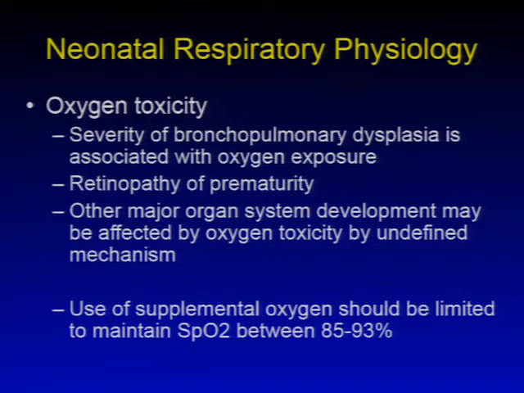Another concern in neonates is oxygen toxicity. By providing too much oxygen, bronchopulmonary dysplasia can occur, and that's associated with oxygen exposure. We'll talk about bronchopulmonary dysplasia in a few slides. However, other complications of oxygen toxicity include retinopathy of prematurity. There are also other major organ systems that can be affected by oxygen toxicity, where at this point it's unknown exactly how it occurs. Use of supplemental oxygen should be limited in neonates, basically to just maintain a saturation between 85 and 93%.